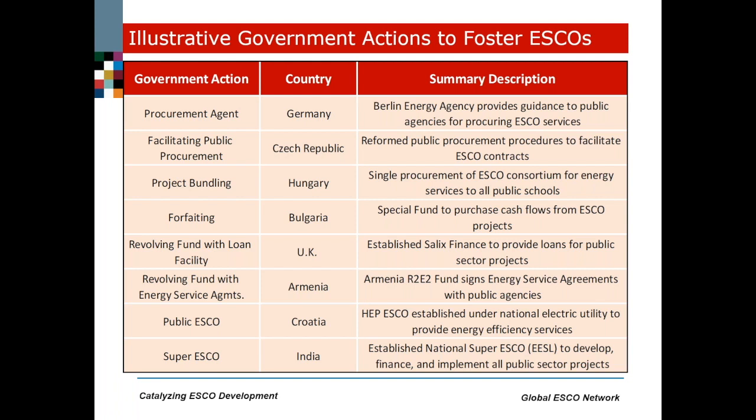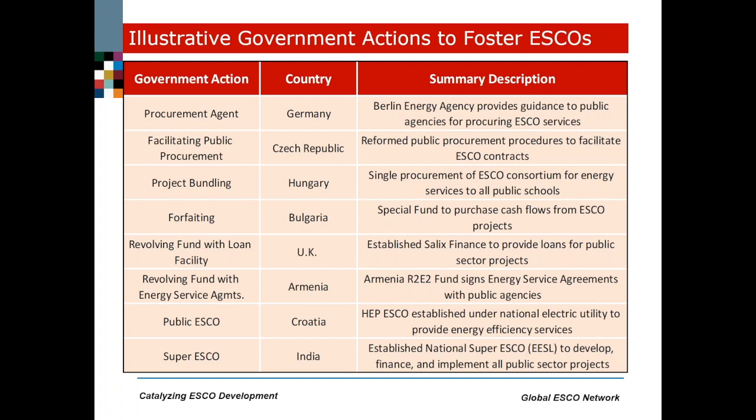In Germany, there is a model called the procurement agent model. This is not quite a public ESCO, but there's an organization called the Berlin Energy Agency, a government agency that provides guidance to public agencies for procuring ESCO services. They take on the responsibility of defining the project requirements, developing the contractual documents, working with one or more ESCOs, creating a competitive process to select the ESCOs, and then monitoring the performance of the ESCO and doing the M&V.